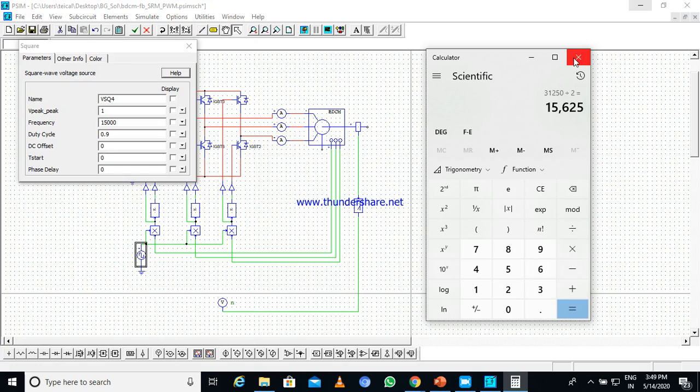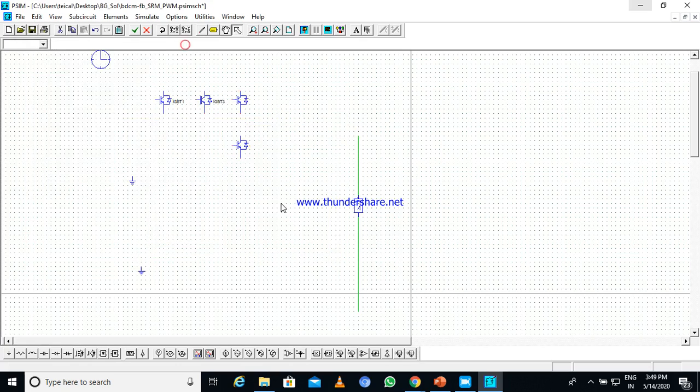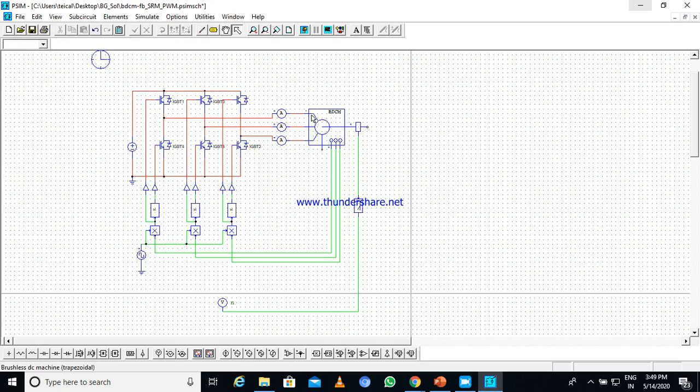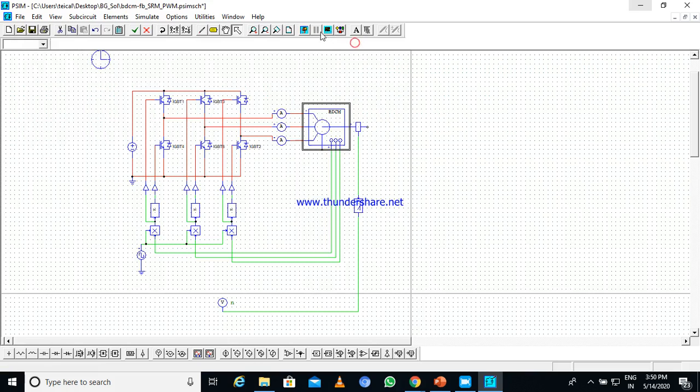So these are the things. That's why I have used 15 kilohertz switching here, and I have given a duty cycle of 90%. Let us see, I will enable the theta, the torque flag is on. Okay, so let us simulate it.